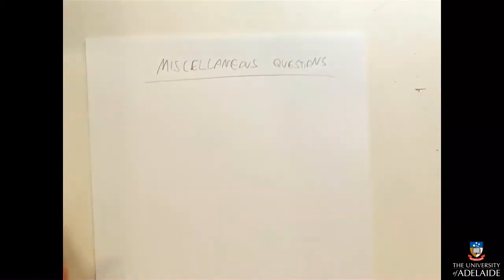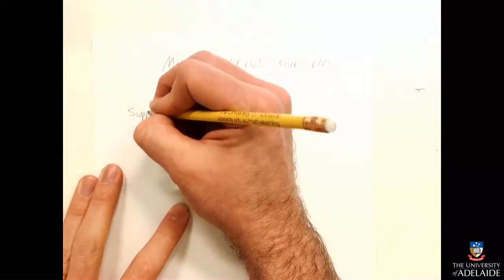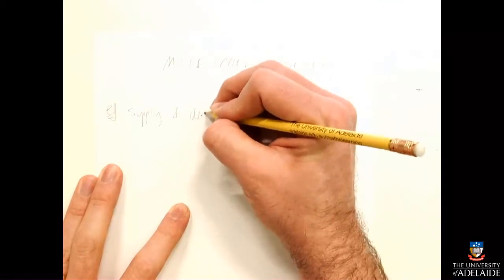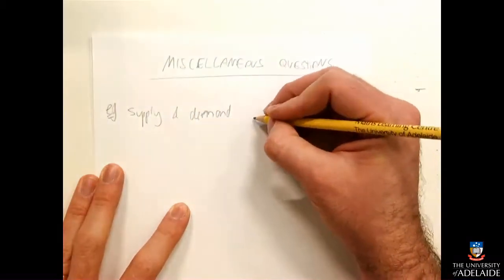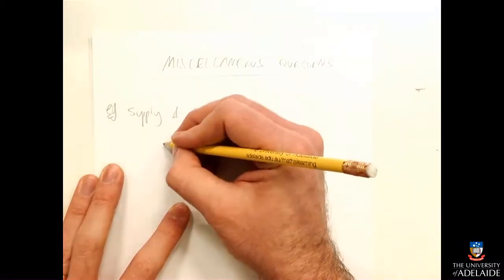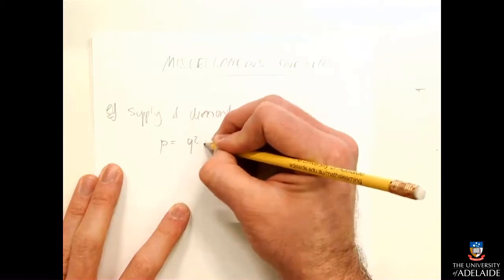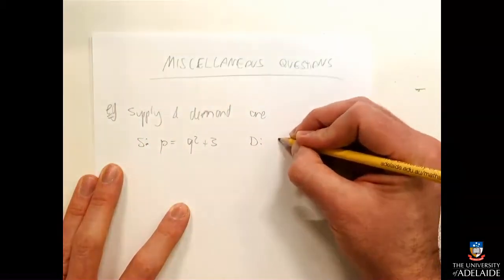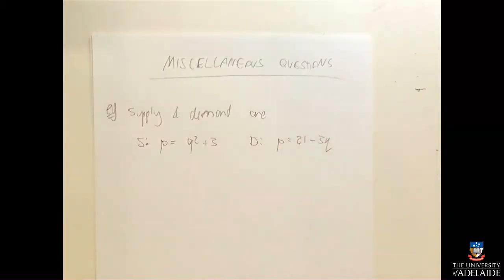So I've got some stuff on supply and demand. The supply is p equals q squared plus 3, and the demand is p equals 21 minus 3q.